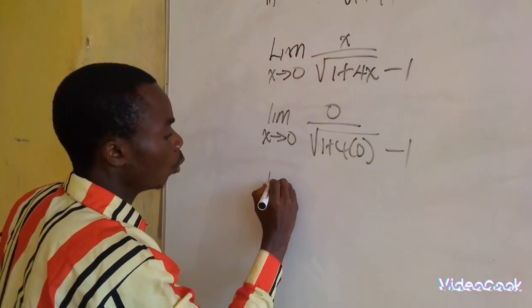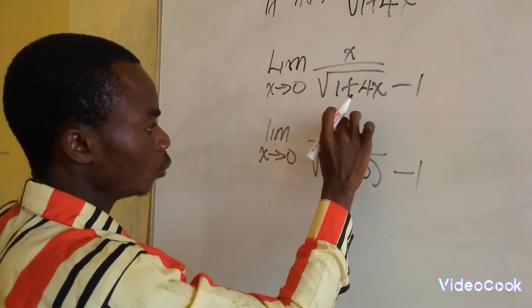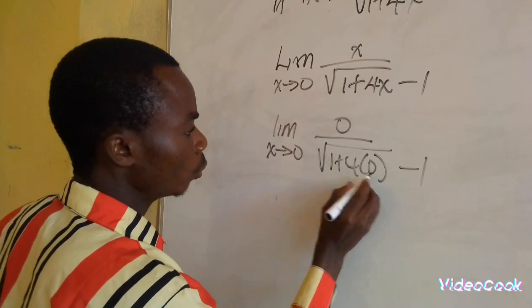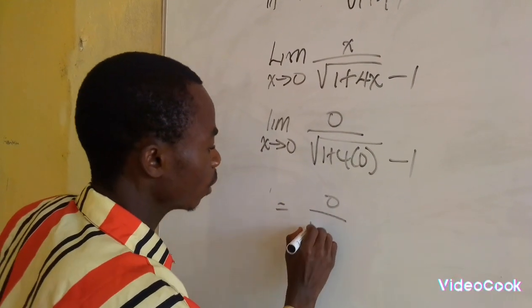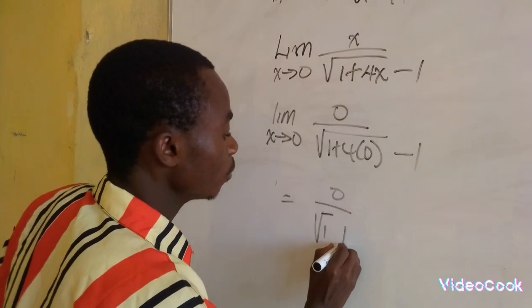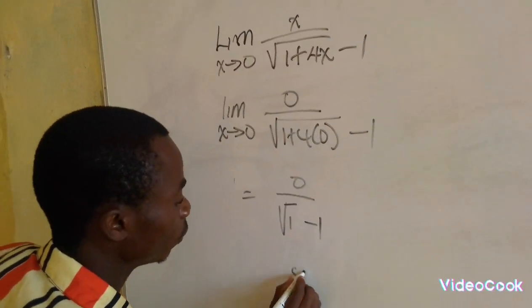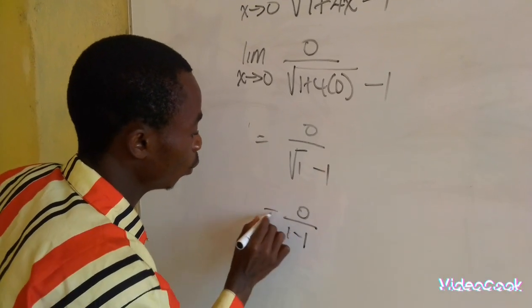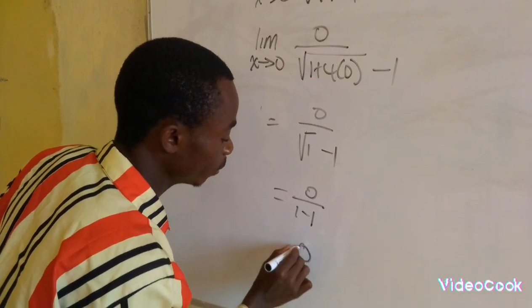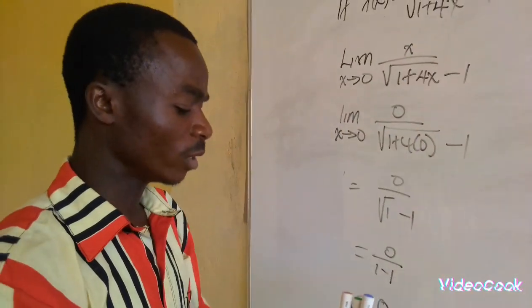Now we're going to simplify this one. 0 all over 4 times 0, it gives us 0. So we're going to have 0 all over the root of 1 minus 1. So this gives us 0 all over 1 minus 1, and 1 minus 1 is equal to 0. So that means this limit does not exist in this form. Let's make it exist.